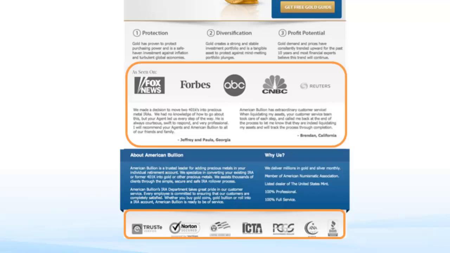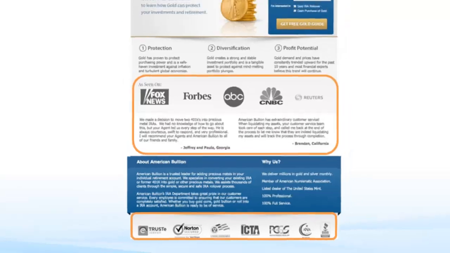The second section of social proof are these logos included in the footer. Now, it's not immediately clear what these logos are actually related to in terms of the offer, but they have been included on this landing page as social proof.